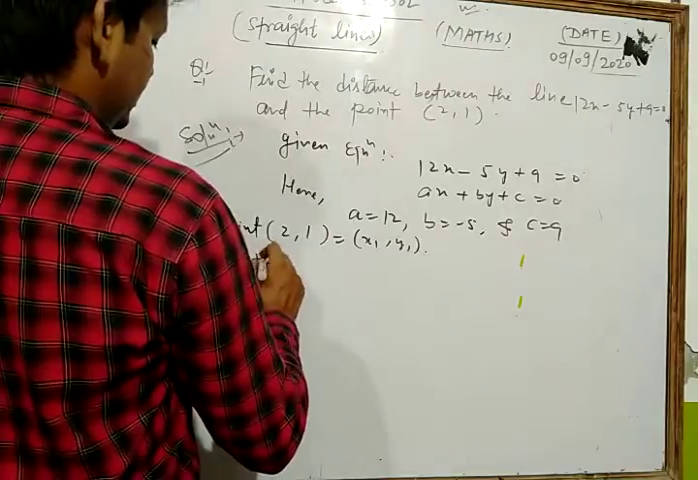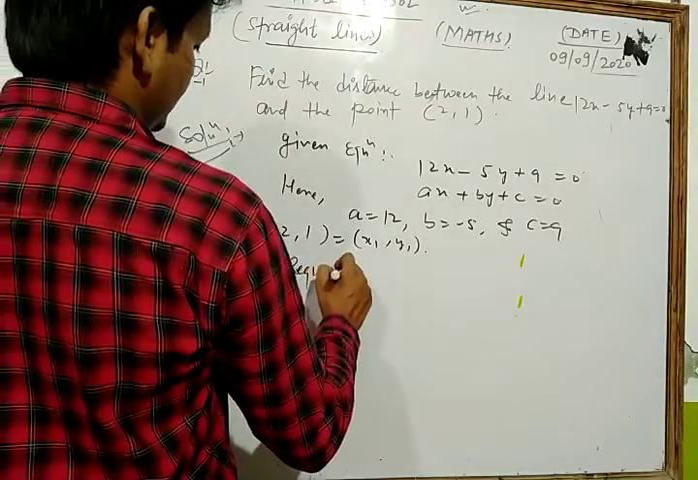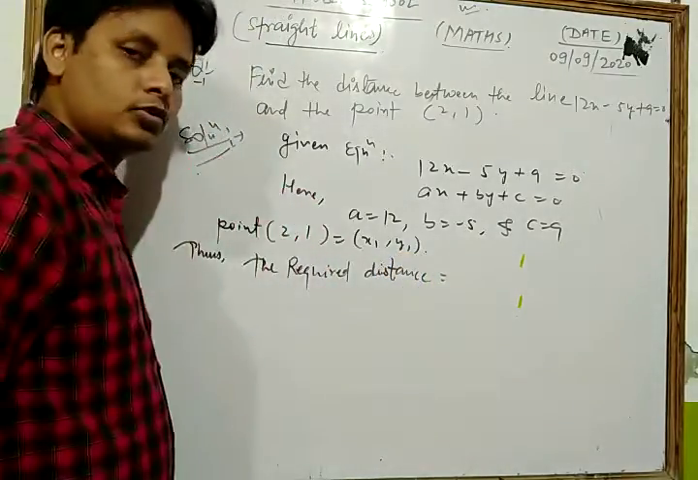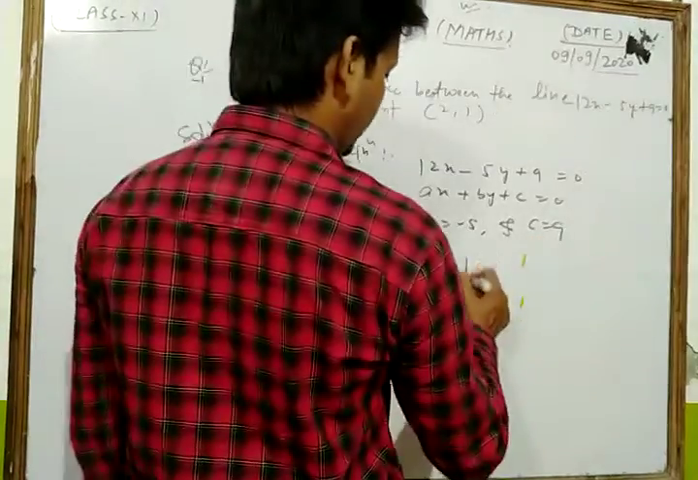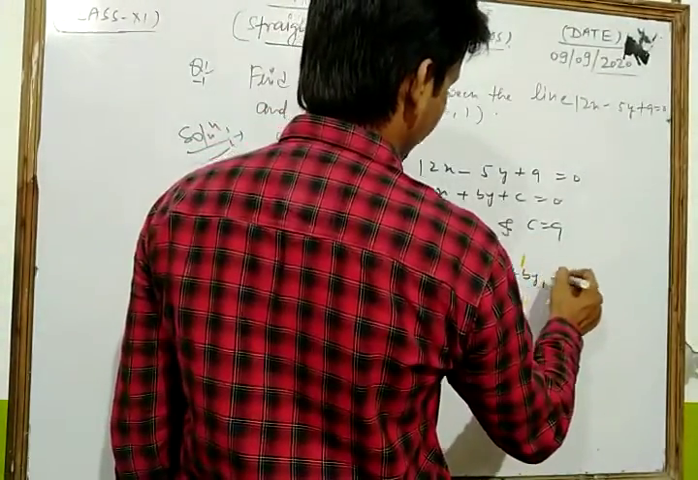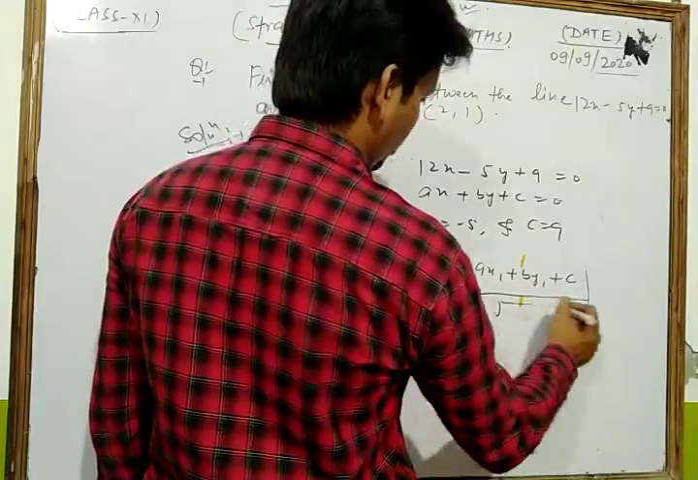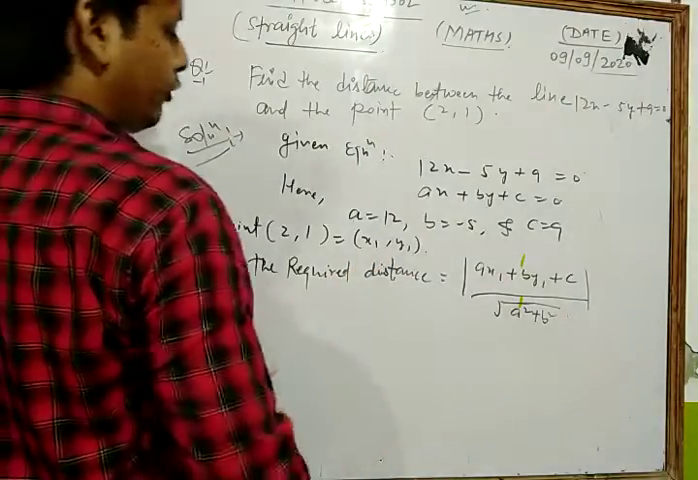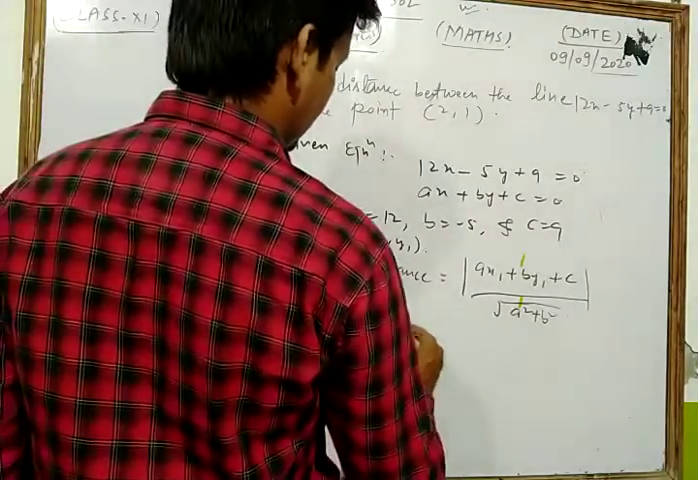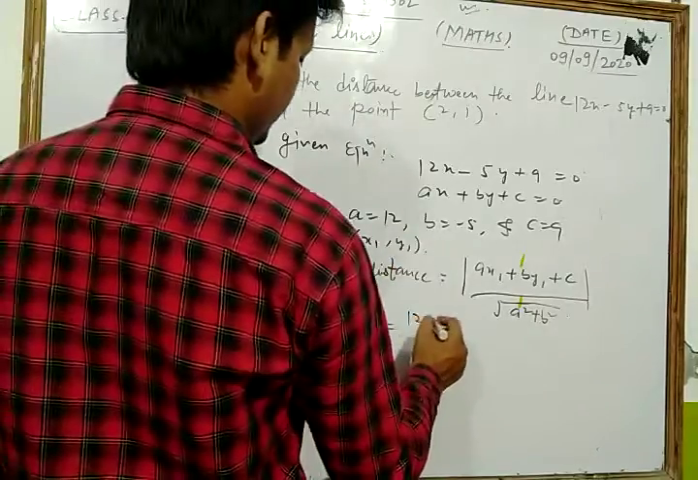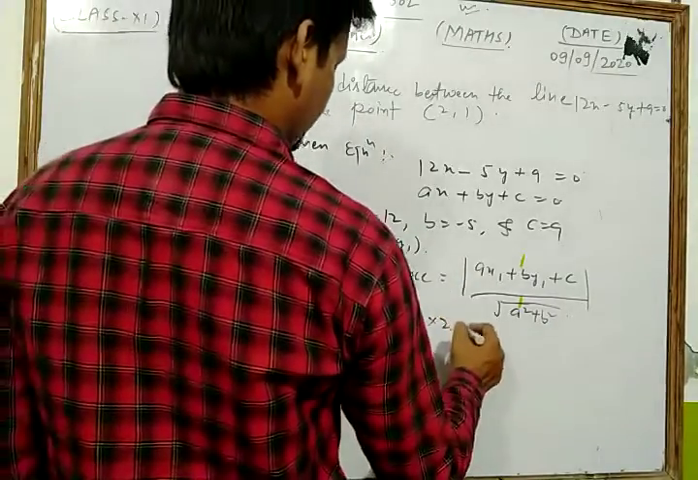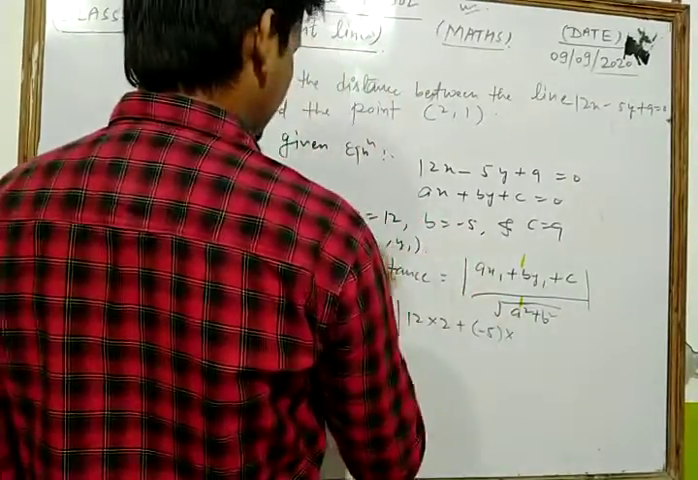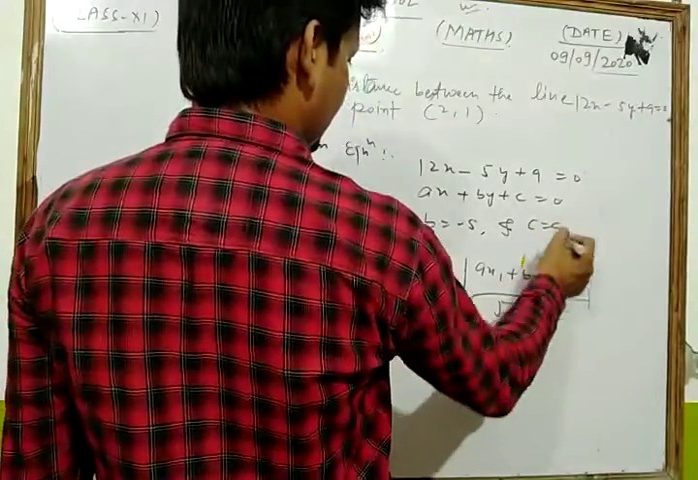Thus the required distance will be what, dear students? You know the formula: ax1 plus by1 plus c upon under root a square plus b square. Now we put the values in that formula. The value of a is 12, x1 is 2, plus b into y1 means minus 5 into 1, plus c which is 9.